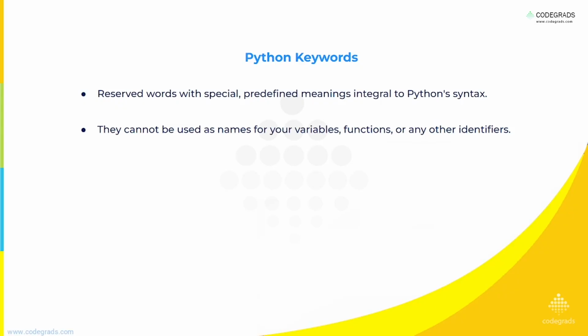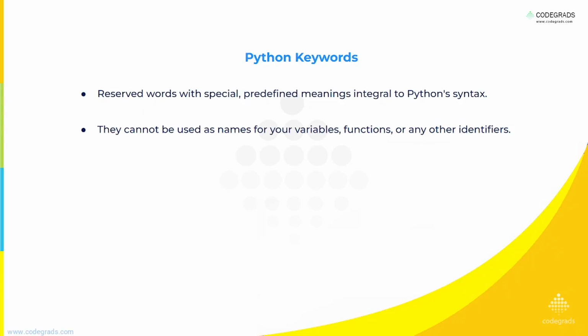So starting with the definition: a reserved word with special predefined meaning integral to Python syntax, which cannot be used as a name for a variable, function, or any other identifier. Now, as you know, Python is a simple and readable language. So to write Python code, we need to understand the keywords, identifiers, and comments. Starting with keywords: these are the reserved words in Python, and they have special meaning and cannot be used as variable names. So whenever we need to define a variable, we cannot use a Python keyword as the variable name.